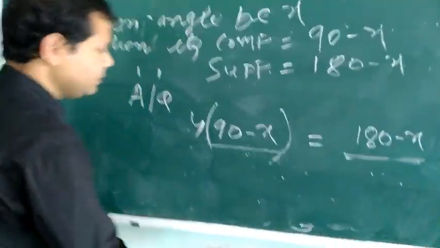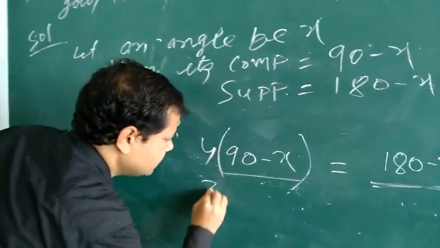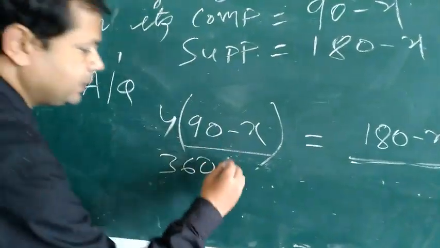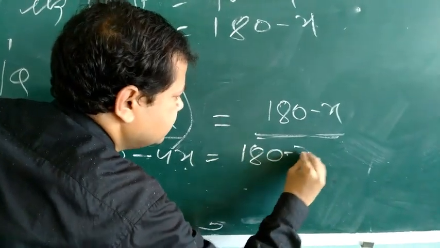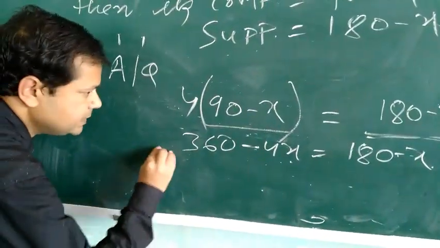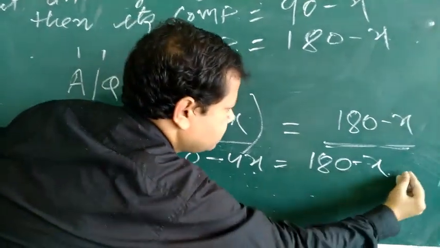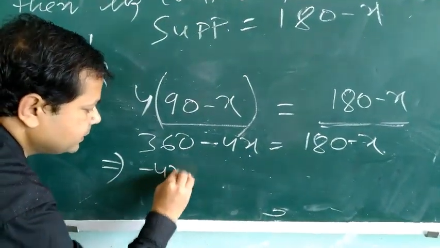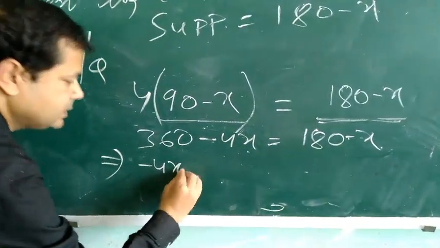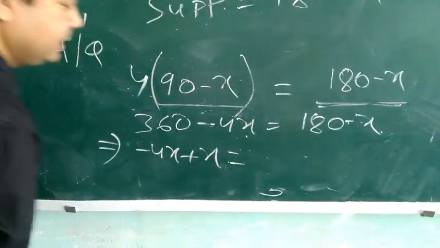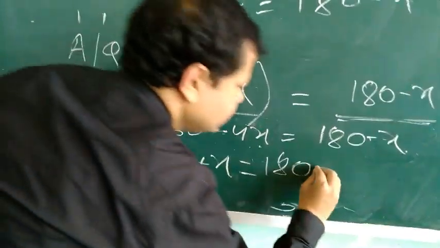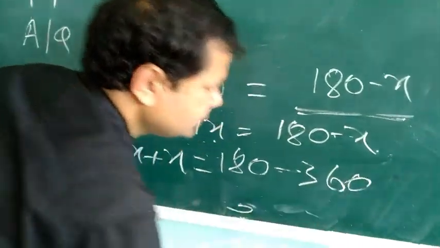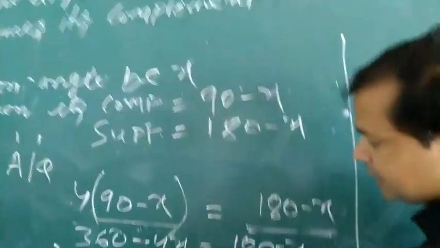180 minus x. Now resolve it. 4 nines are 36, 360 minus 4x is equal to 180 minus x. Okay, this implies minus 4x, and if you transpose minus x then it becomes plus x, and here 180, now transpose plus 360, it becomes minus 360. Okay, this implies minus 4x and plus x.